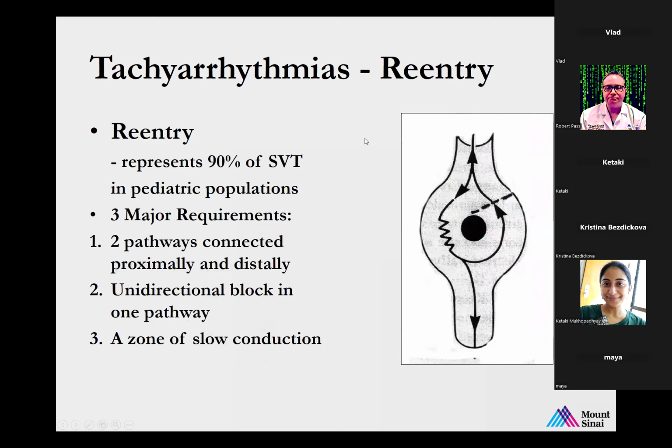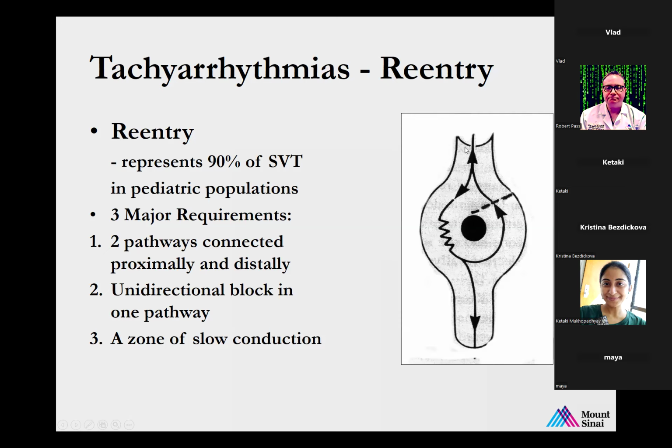But the most common form of tachycardia in young people is that of reentry. And reentry represents at least 90% of tachycardias in pediatric populations. And I would remind you that in order to have reentry, we have to have 3 major requirements, and this is sort of classic teaching of reentry. First, you have to have 2 pathways that are connected proximally and distally. Second, you have to have unidirectional block in one pathway.